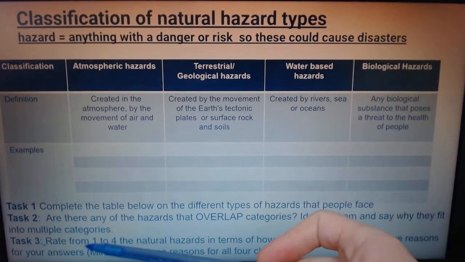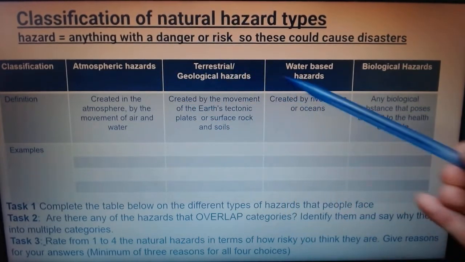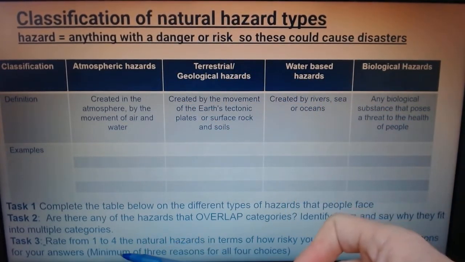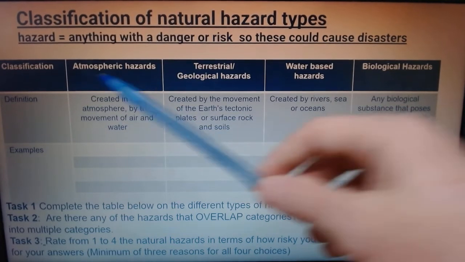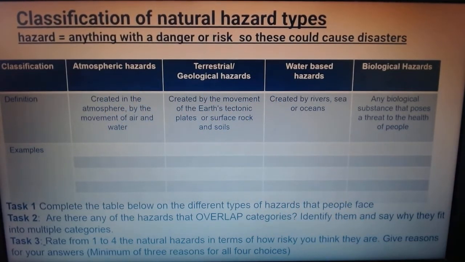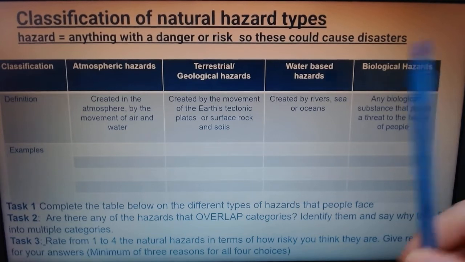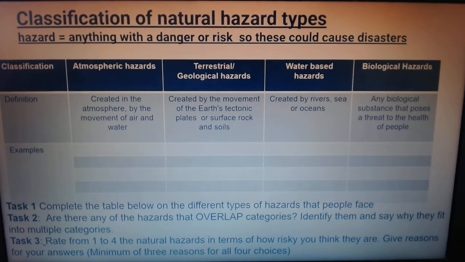And finally then, I want you to rate these 4, 1, 2, 3, 4. I want you to rate from 1 to 4 the natural hazards in terms of how risky you think they are. So give reasons for your answers. Which of these, based on your table, are the most dangerous hazards and which is the least? So 1 will be the most dangerous, 4 will be the least. Then give reasons for your answers.